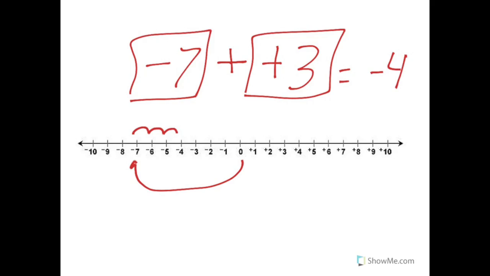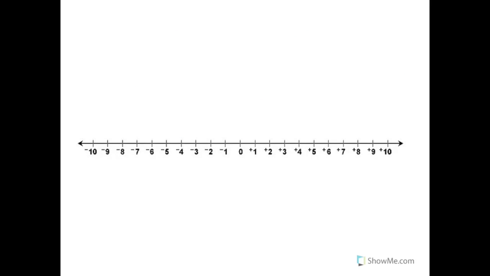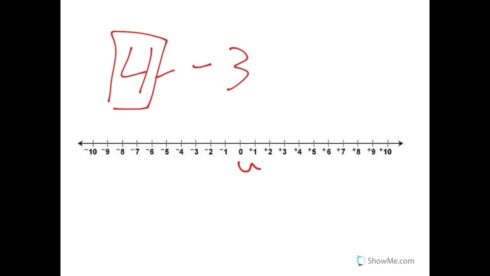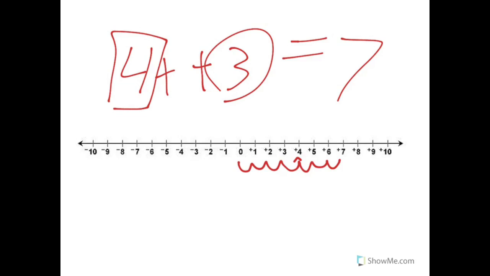Okay? Same difference if we had, let me clear these off, 4 minus negative 3. Well, 4 is a positive, so I'm going to go 1, 2, 3, 4 to the right. I see a negative and a subtraction symbol. Minus and negative, double negative, turn into a positive, plus 3. 4 minus negative 3, really the same thing as 4 plus 3, going to the right, gives us 7.